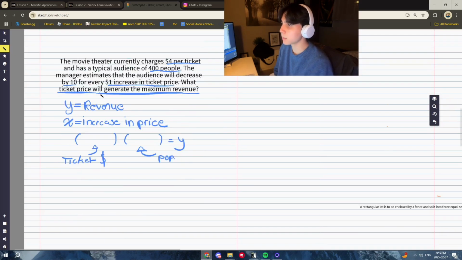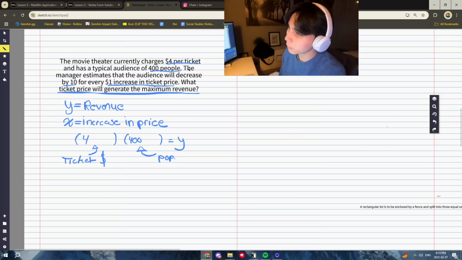So ticket price. We have our initial ticket price, which is 4. So I'm going to put down a $4. So always put the initial amount first. And you have an initial audience, to begin with, of 400 people. So put 400 in the second, since we have 400 people and that's population. And now this is where it gets kind of tricky. You have to look at this and kind of analyze what's going on here.